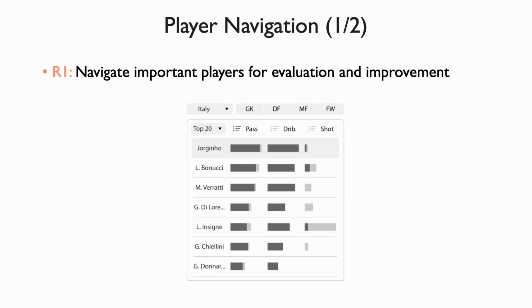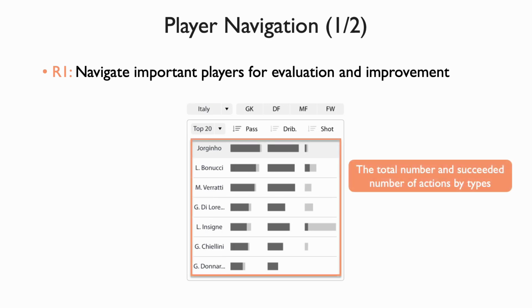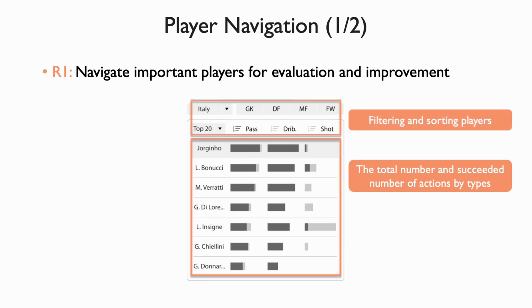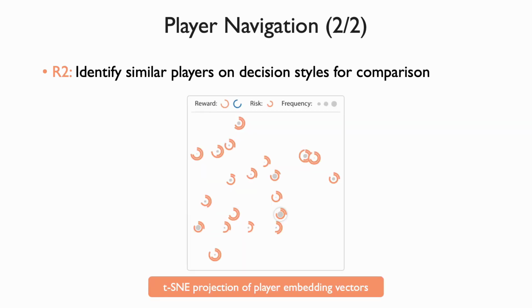The player ranking list presents players in a sortable list to assist the navigation of the target player. Each row of the list indicates a player, which consists of the indicators to represent the player's importance, including the total action number and the succeeded action number for each action type. Analysts can filter the players according to their teams and roles, filter out the top N players, and sort players by the indicators. The player projection component is a scatter plot presenting similarities among the players.